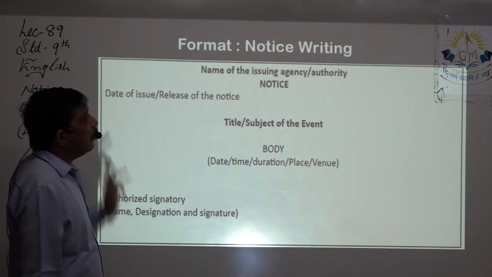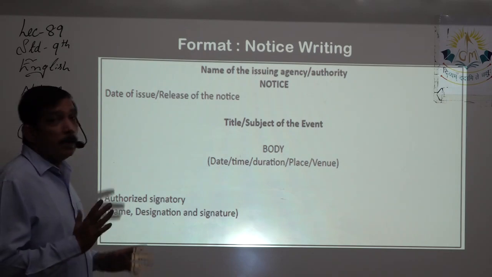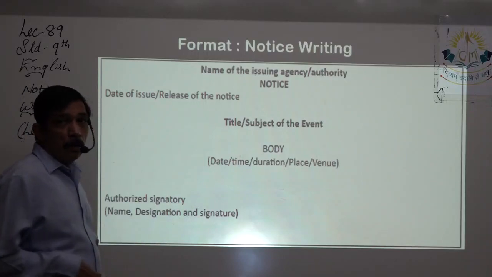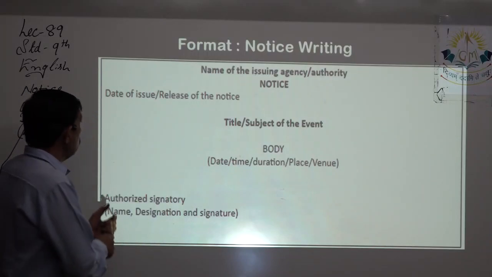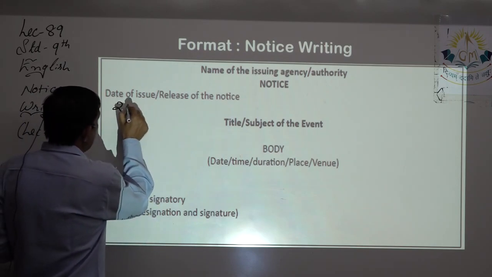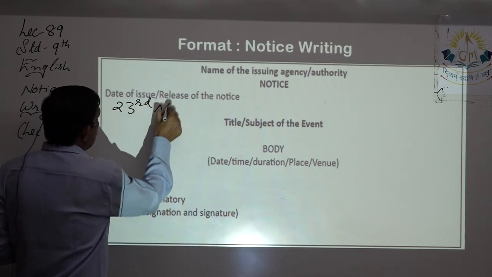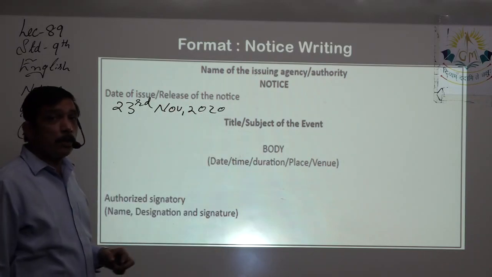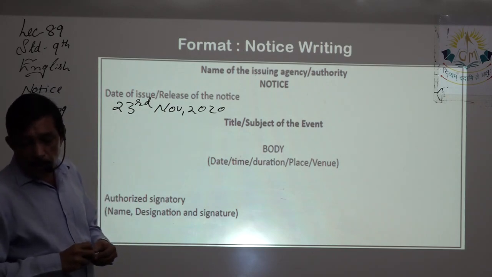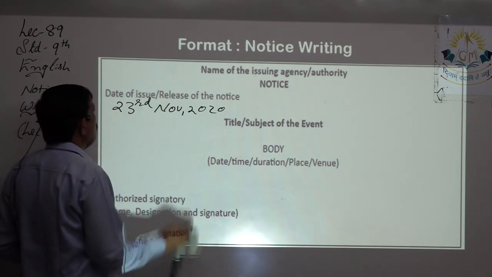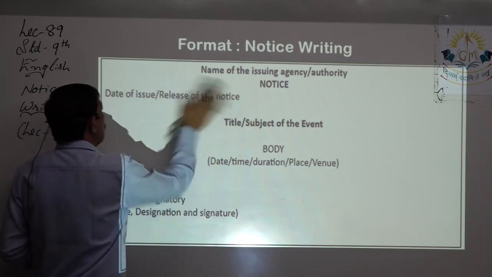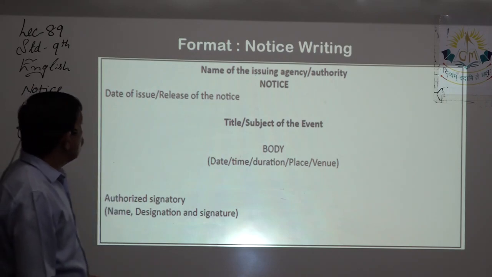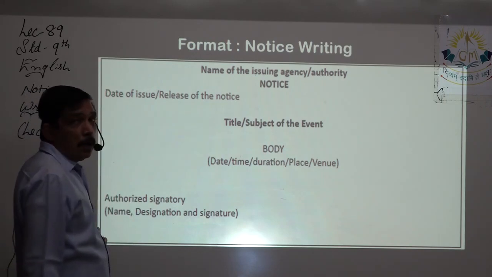So you see that name of the agency, that is your school, will be in the center. Notice will be in the center. But date, we know the format of the date is 23rd November 2020. Right? So this is going to be the format that will be acceptable. Yes, whole of the class, whole of the standard, we will use only one format of date, so that we don't make mistake over here, right? And we don't get marks cut. So date of issue is to be on the left margin.